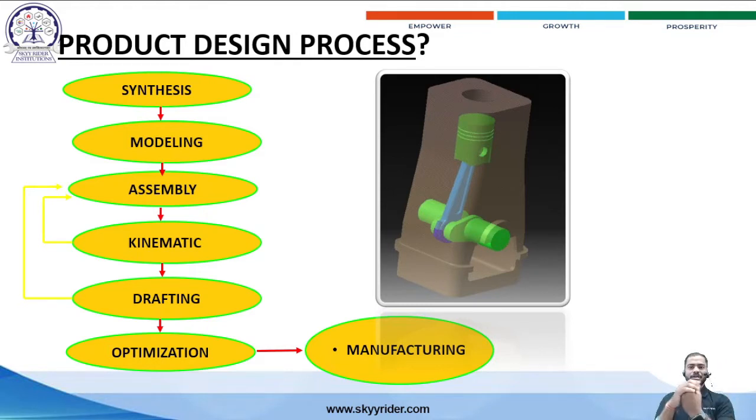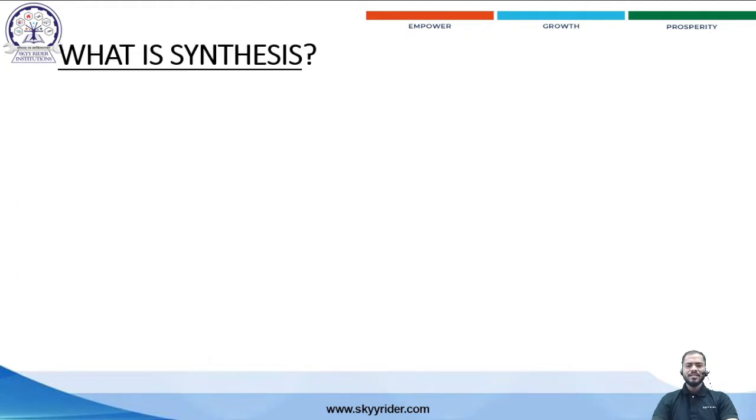Then optimization means analyzing things. The product that is designed will be analyzed: volumetric analysis, fluid dynamic analysis, static analysis, and so on. Then at last, manufacturing, where our material will be subtracted or added, whichever is more efficient. So let us see what synthesis is first.